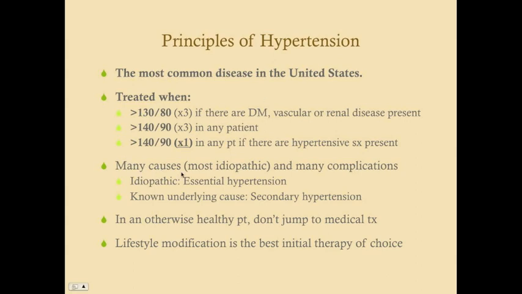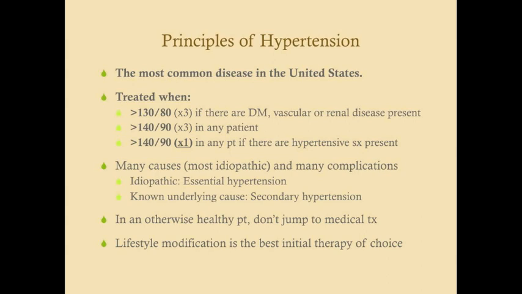Many of the causes are idiopathic, and this is what we call essential hypertension. And then there are a lot of complications that come out of the hypertension. When there is a known underlying cause for the hypertension, then we consider that to be secondary hypertension. In an otherwise healthy patient, the USMLE will test you on this. Don't jump straight to a medical treatment.